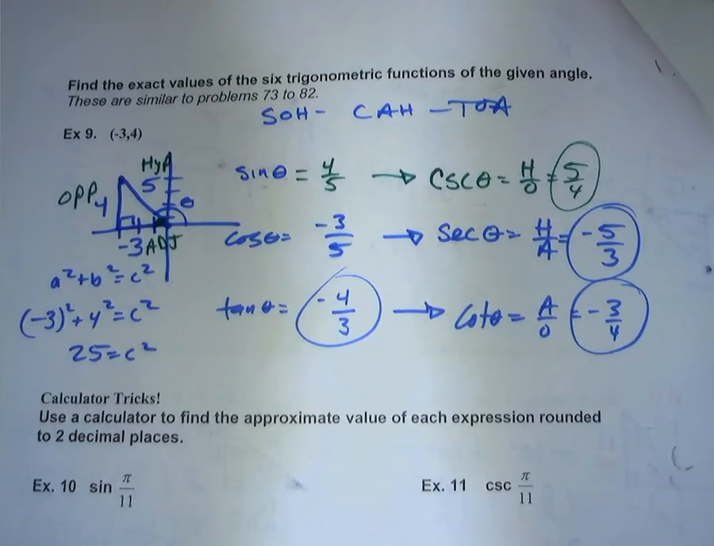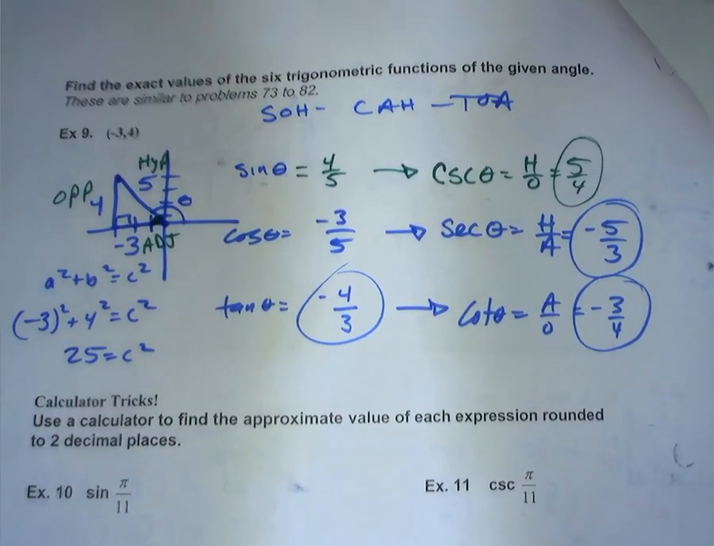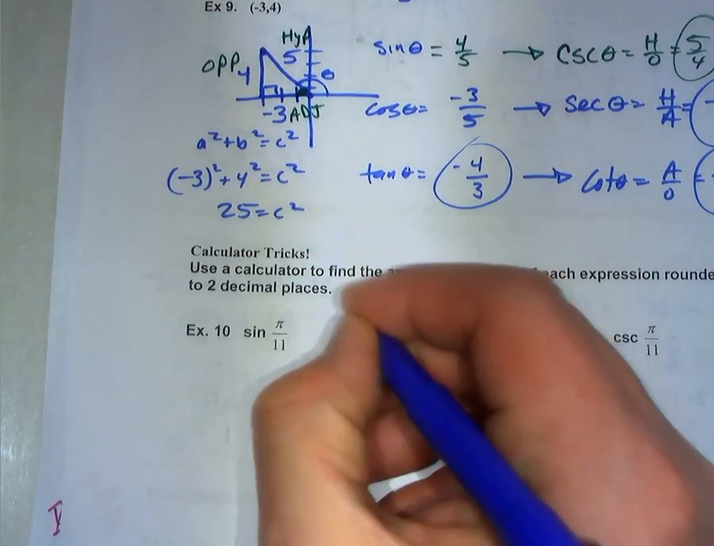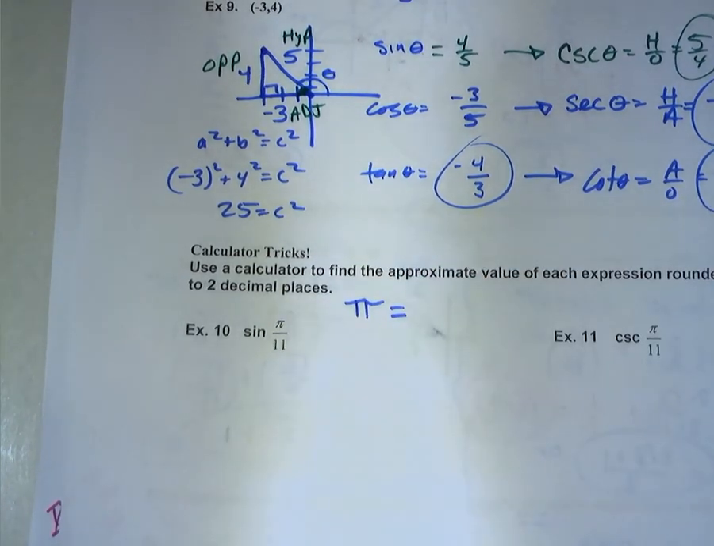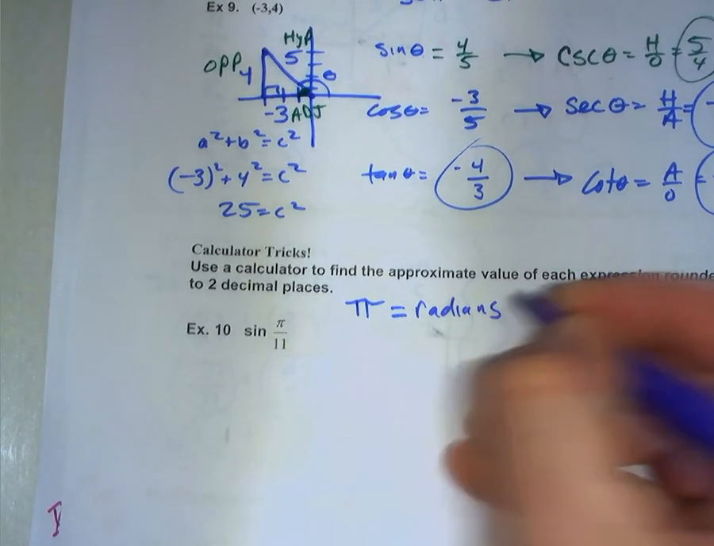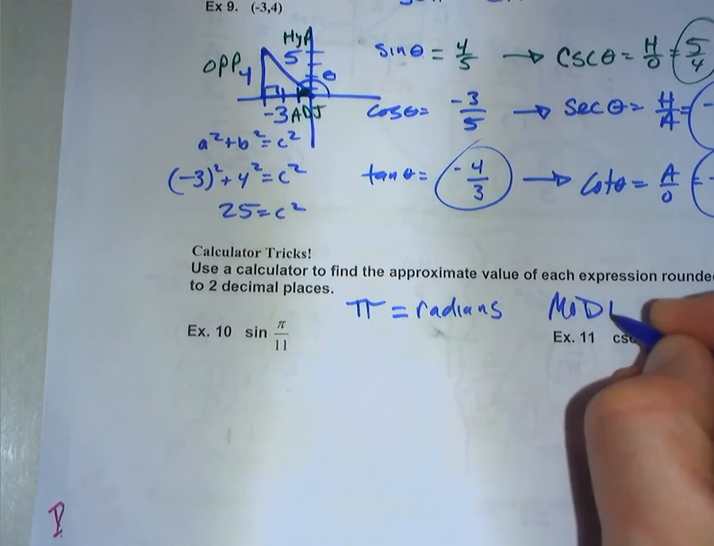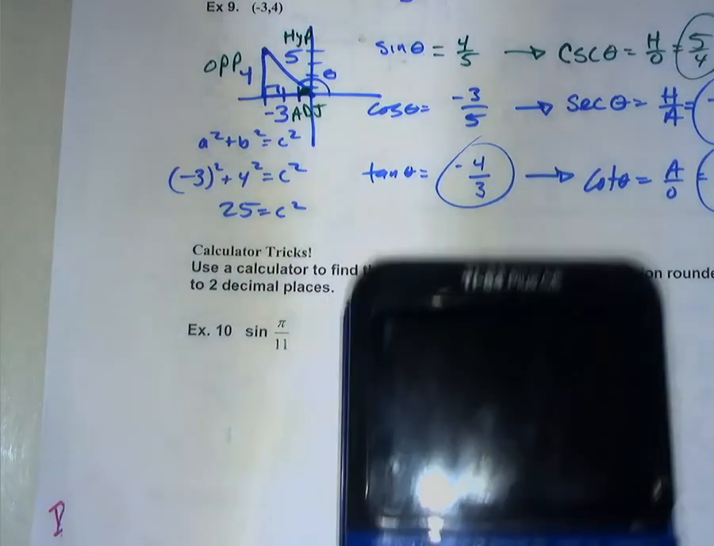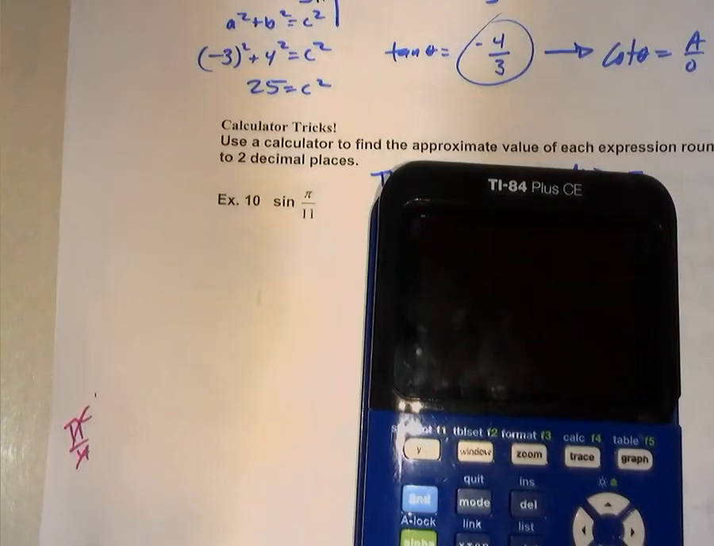Last but not least, any questions on 9? Last but not least, use your calculator to find the approximate value of each expression. It says sine of pi over 11. First thing I do is identify what type of angle I have to be in. If you see a pi, that means I have to be in radians. So that's when I check my mode. If I see a degree symbol, I got to be in degrees. So I check my mode, put this thing in radians.